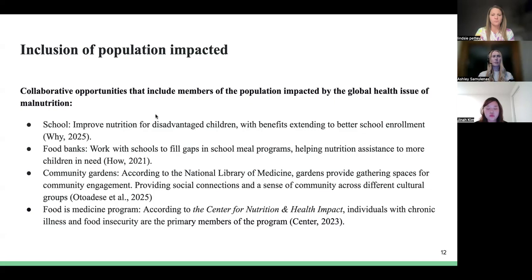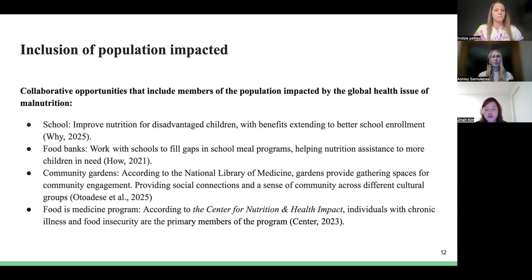So continuing from the previous slides, this is an opportunity for collaborations to include members of the population impacted by the global health issue of malnutrition. For schools, improved nutrition for disadvantaged children has benefits extending to better school enrollment and academic achievement. Food banks work with schools to fill in the gaps in school meal programs, helping to provide meals or other nutrition assistance to more children in need.